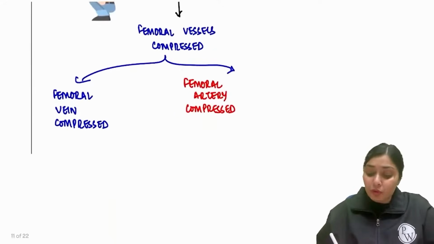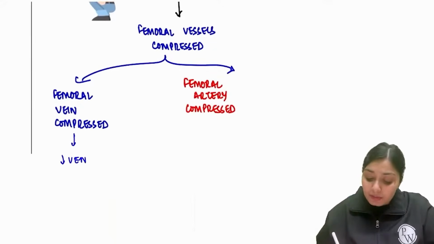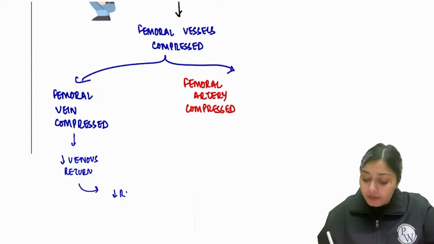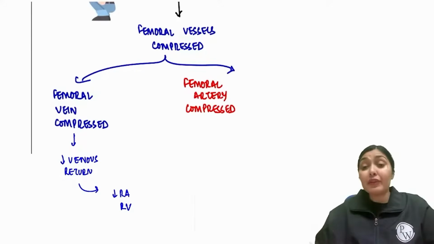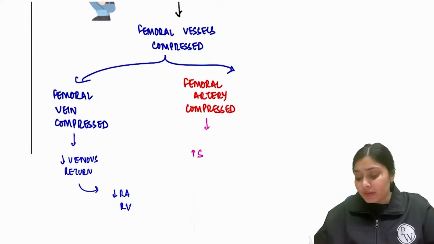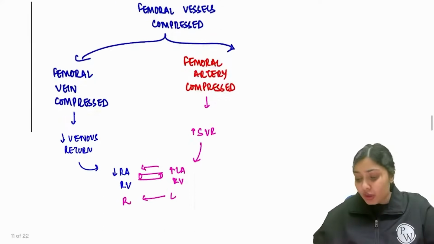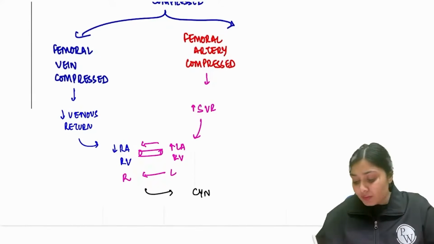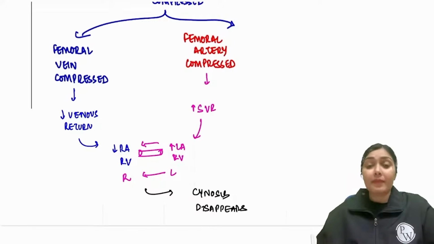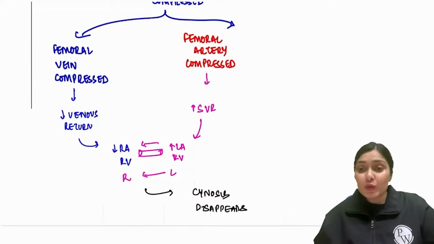So when the femoral vein is compressed, there will be a decrease in the venous return and a decrease in the RA-RV pressures. On the other hand, when the femoral artery is compressed, there will be an increase in the systemic vascular resistance. LA-LV pressures will increase, and there will now be reversal of the shunt. There will now be a left to right shunt. As a result, cyanosis disappears. Right, simple. This is how squatting and knee chest position help you in the situation of Tet spell.